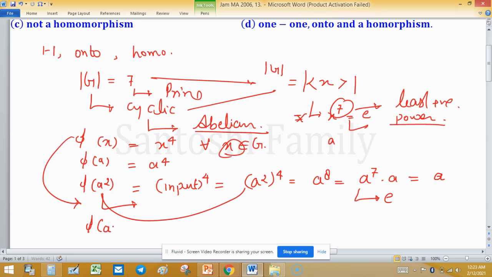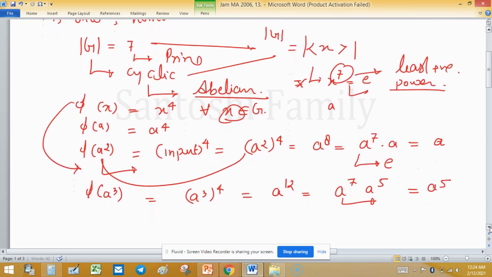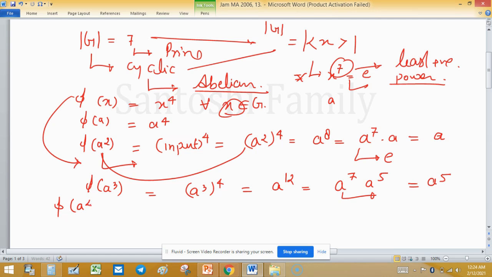Now phi of A cube will be A cube raised to the power 4, meaning A raised to the power 12, meaning A raised to the power 7 into A raised to the power 5, and this is E, so A raised to the power 5. Phi of A raised to the power 4 will be A raised to the power 4 raised to the power 4, by the defining nature of phi. It will be A raised to the power 16, which can be written as A raised to the power 7 into 7 into 2, so A square.